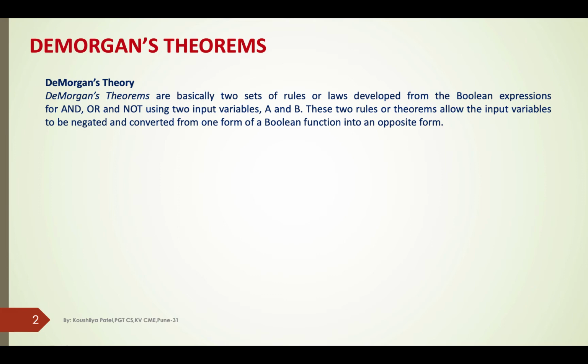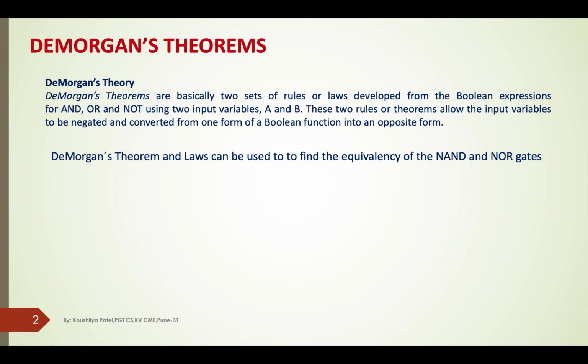De Morgan's theorem states that inverting the output of any gate is the same as using the opposite type of gate with inverted inputs. This means an AND gate with inverted output and an OR gate with inverted inputs are equivalent in a circuit diagram. De Morgan's theorems and laws can be used to find the equivalence of NAND and NOR gates.